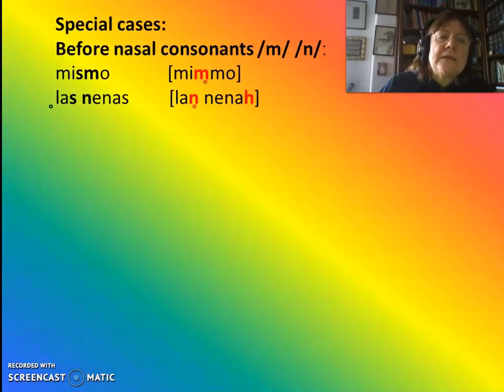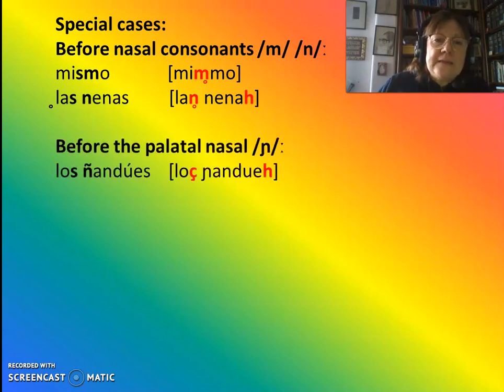She also explains that there are special cases in which before nasal consonants, bilabial and alveolar, what we pronounce in the place where the letter S appears is a devoiced nasal in the same point of articulation as the nasal that follows, bilabial or alveolar. "Mismo," "las nenas." Before the palatal nasal, represented by the letter ñ in Spanish, what we produce is a voiceless palatal fricative articulating the sound in the same place in which the nasal is articulated, "los ñandúes."